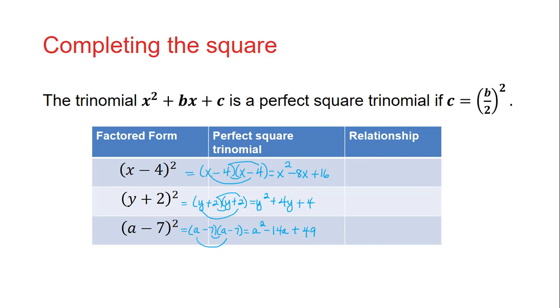And what I want you to observe is how does the constant term relate to the coefficient of the variable in the middle, that is the linear term. So how does 16 relate to negative 8? How does 4 relate to 4? And how does 49 relate to negative 14? Well, would you observe that 16 is 4 squared, right? But 4 comes from half of 8.